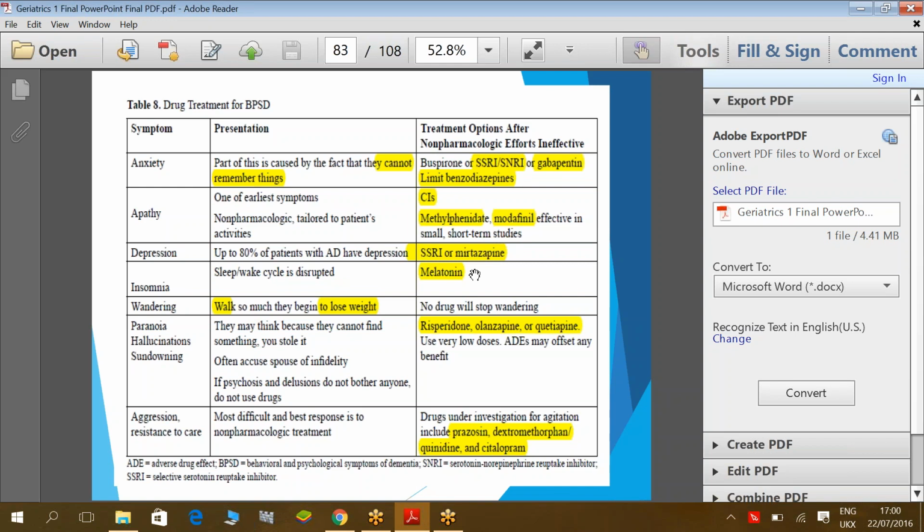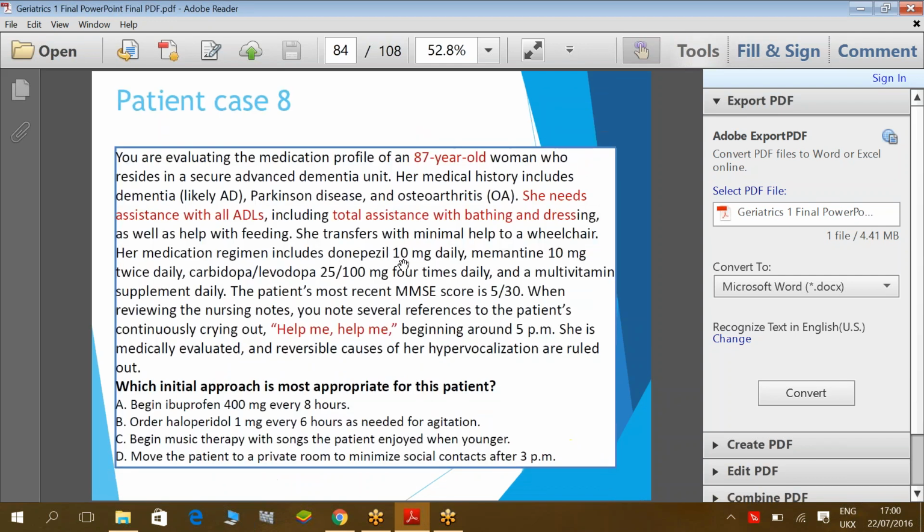Insomnia, I have to give melatonin. Stay away from diazepam. Paranoia and hallucination, I have to treat with antipsychotics such as risperidone, olanzapine, quetiapine. And aggression, I have nothing, but there are some drugs under investigation. Don't worry if you don't memorize this now, because as I said, we will come to talk about them in other chapters. Now, let's look at the patient case.